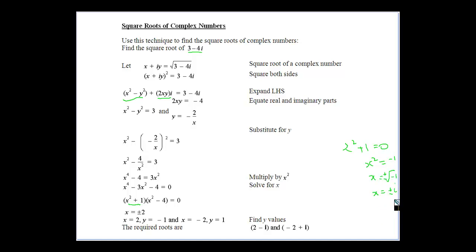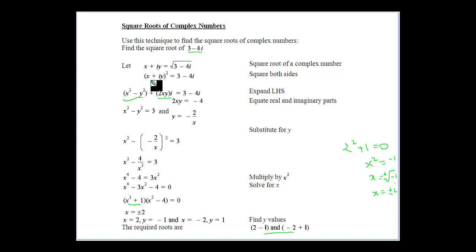Okay? x can't be equal to that because x was a real number. So we only take the real solutions of this quadratic equation, which means that x can be plus or minus 2. So when x is equal to 2, y would be equal to minus 1. When x is equal to minus 2, y would be equal to positive 1. So there's our value. So we get 2 minus i, because the y was minus 1, so 2 minus i, or minus 2 plus i. There's our two square roots of our complex number 3 minus 4i. So that's the way we're going to do that.